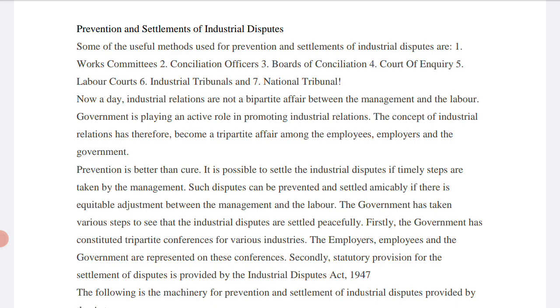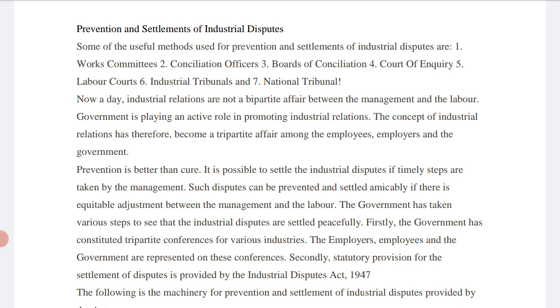Firstly, the government has constituted tripartite conferences for various industries. It means a three-tier committee consisting of three parties. It is set up so that if such issues or grievances are raised, they can be controlled. The employers, employees and the government are represented on these conferences.